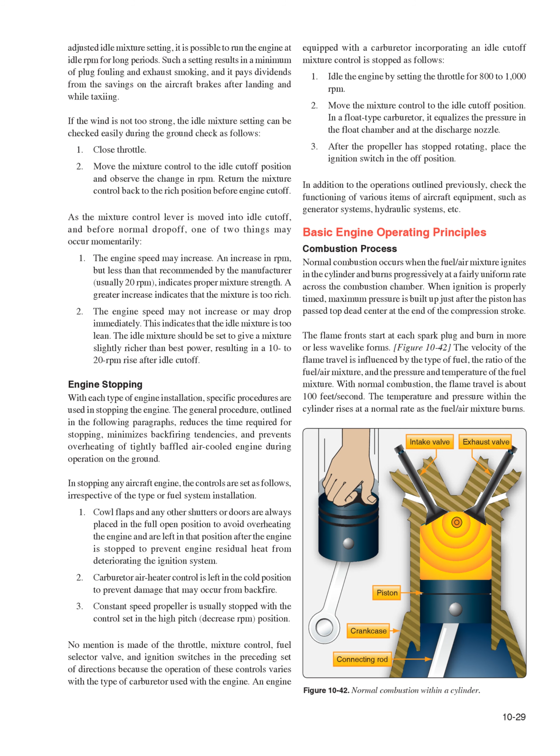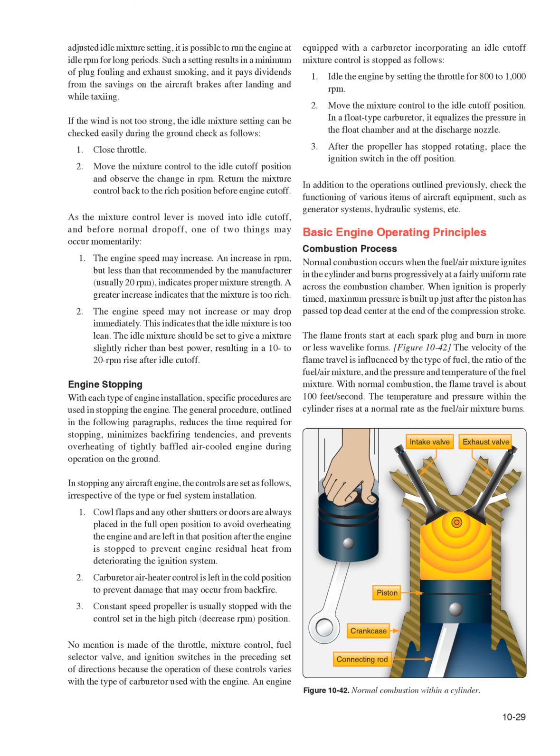2. Move the mixture control to the idle cutoff position and observe the change in RPM. Return the mixture control back to the rich position before engine cutoff. As the mixture control lever is moved into idle cutoff, and before normal drop-off, one of two things may occur momentarily. 1. The engine speed may increase. An increase in RPM, but less than that recommended by the manufacturer, usually 20 revolutions per minute, indicates proper mixture strength. A greater increase indicates that the mixture is too rich.